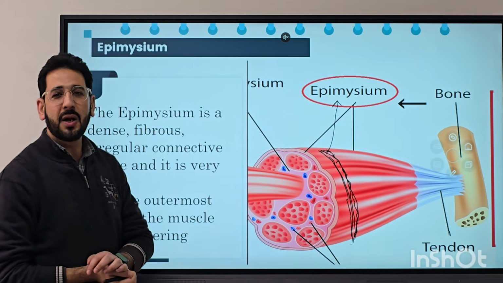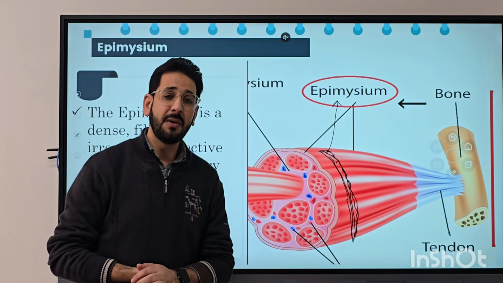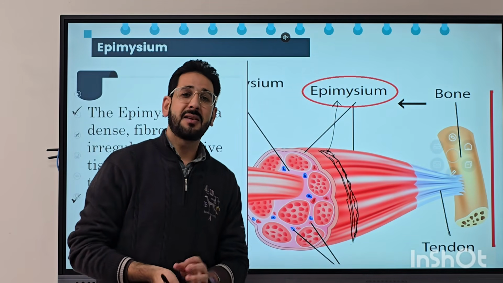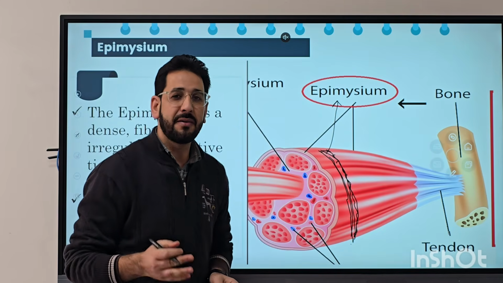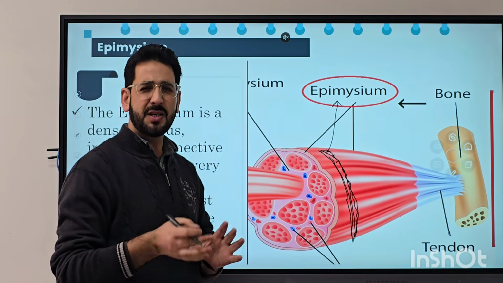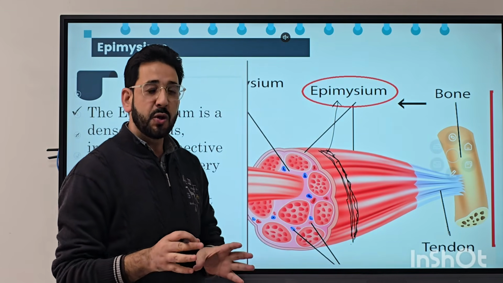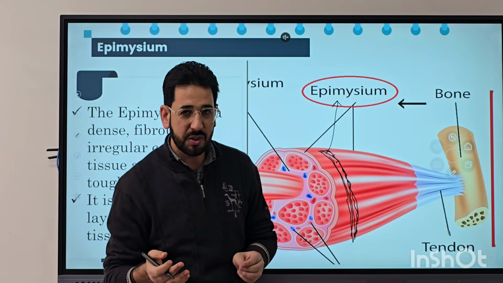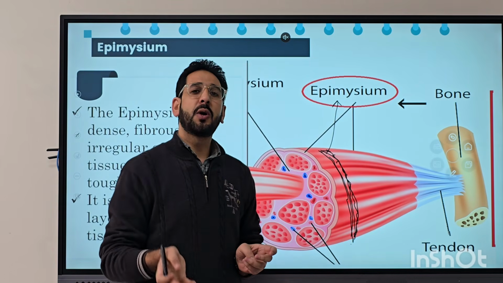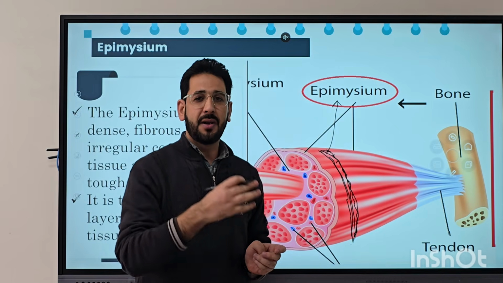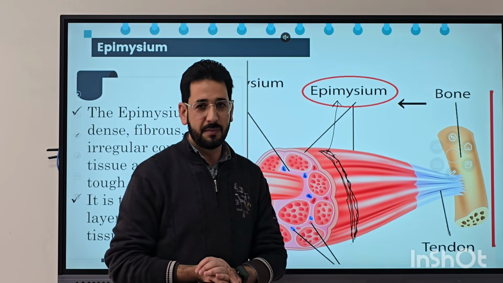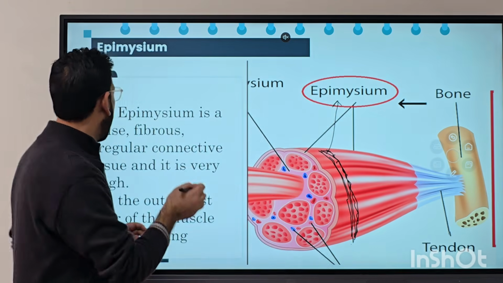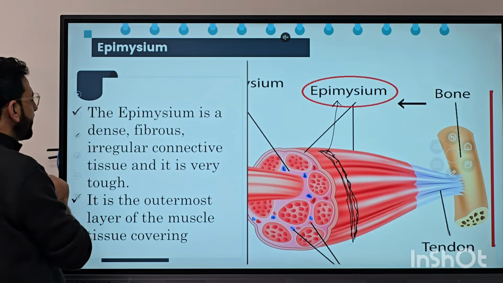That connective tissue covering is called the epimysium, and this epimysium is dense, fibrous, irregular connective tissue. So that means it is going to be very tough. It is very tough and it is made up of dense, irregular connective tissue. So that means it is going to give protection and strength to the whole muscle belly.